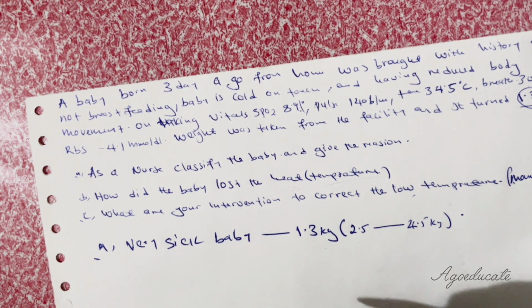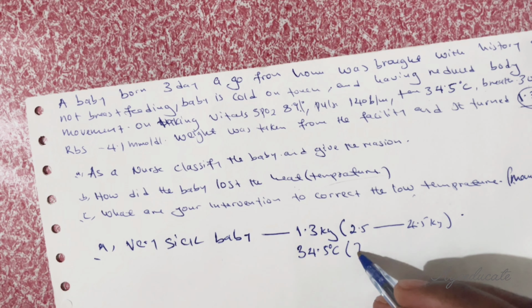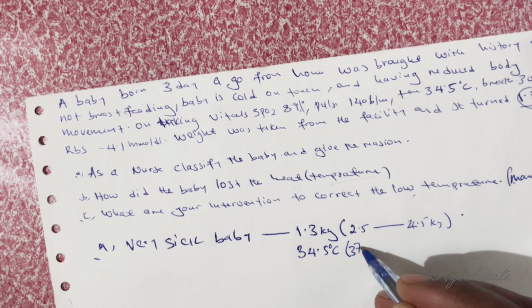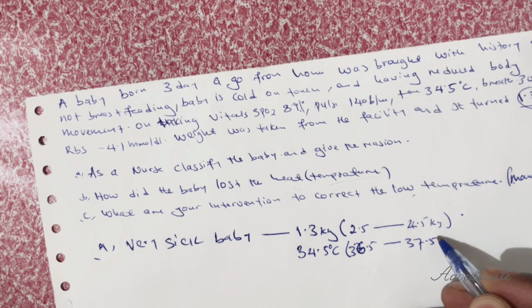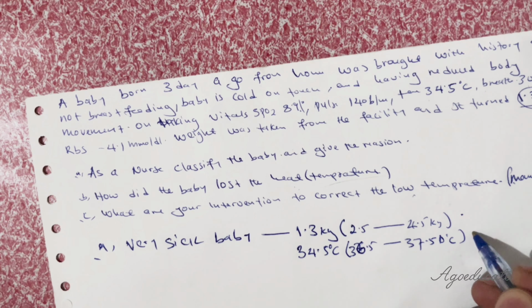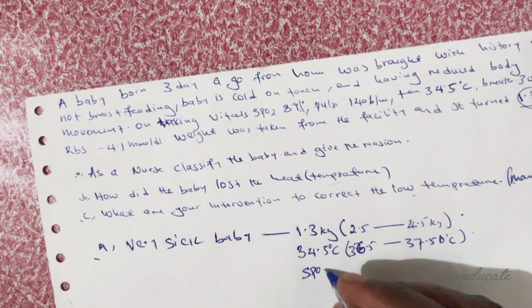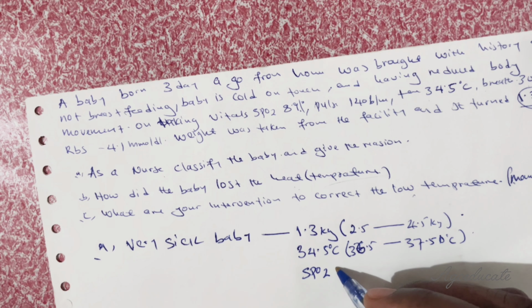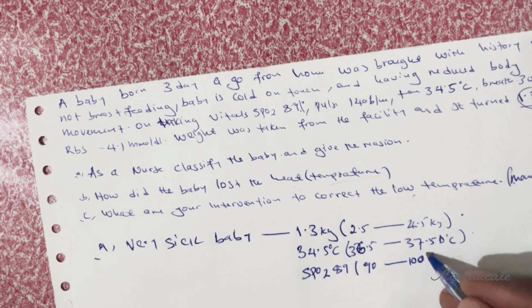Then reason number 2, the temperature is 34.5 degrees Celsius, and the normal temperature for small babies is 36.5 to 37.5 degrees Celsius. And then reason number 3, the SpO2 is 89, of which the normal is from 90 to 100%.